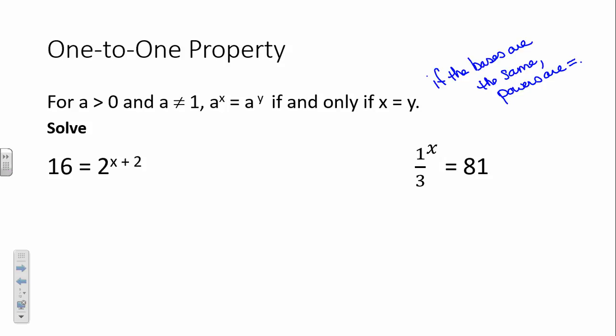Make them like bases, then you can set your exponents equal to each other. So 16 equals 2 to the x plus 2. What's the common base here? 2. So 16 is 2 to what power? 2 to the 4th. So let's rewrite it as 2 to the 4th, and that's equal to 2 to the x plus 2. Now that we have the bases equal, the powers have to be equal. So 4 equals x plus 2, and we bring the 2 to the other side.